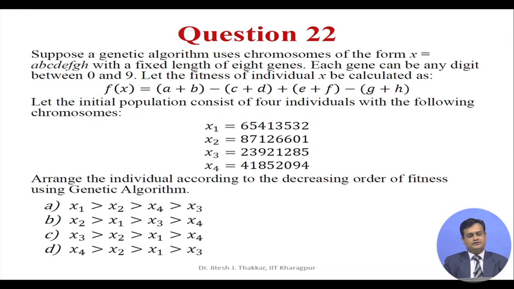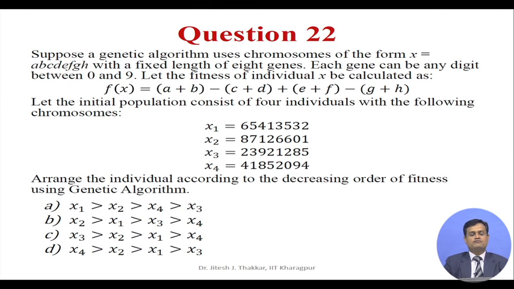Now question 22. Here you are given a small numerical, but it would be interesting in order to revise your concept. Suppose a genetic algorithm uses chromosomes of the form X = a, b, c, d, e, f, g, h with a fixed length of 8 genes. Each gene can be any digit between 0 and 9. Let the fitness of individual X be calculated as f(x) = a + b - c + d + e + f - g + h, and let the initial population consist of 4 individuals with the following chromosomes.